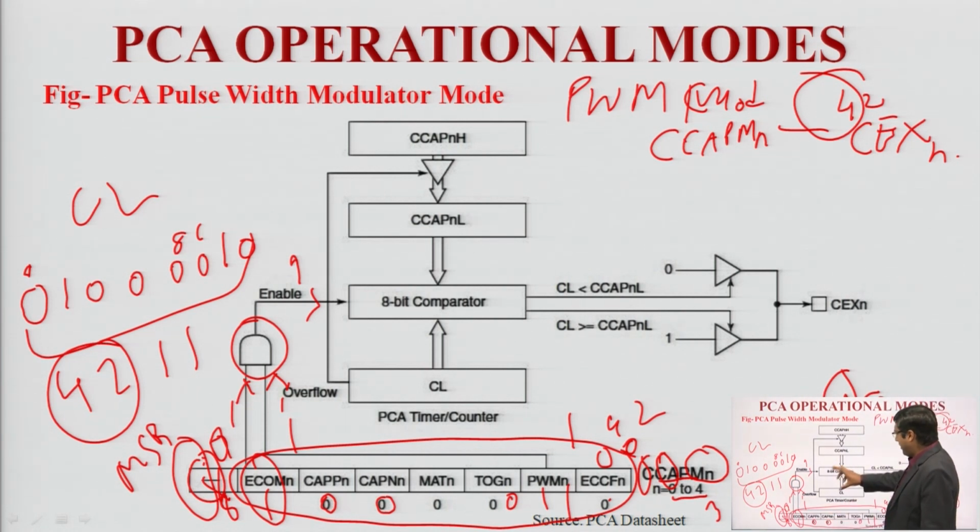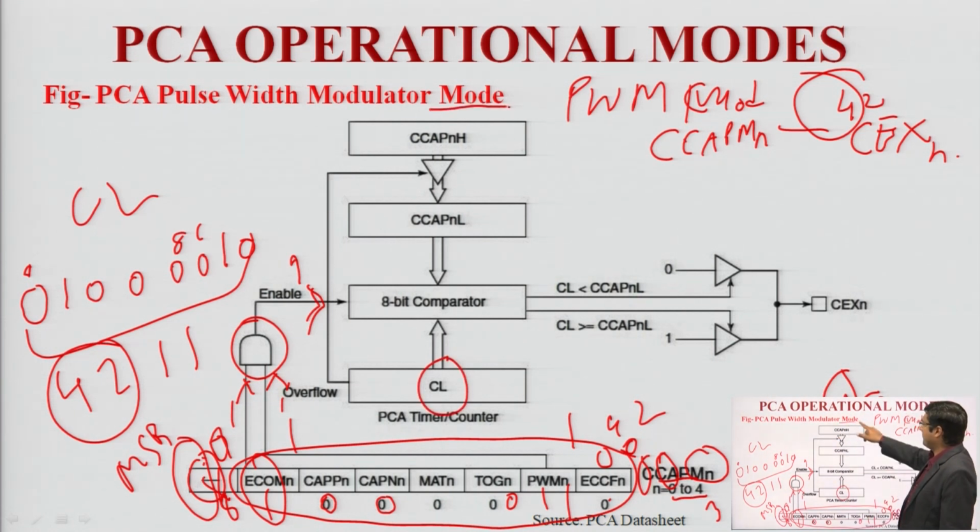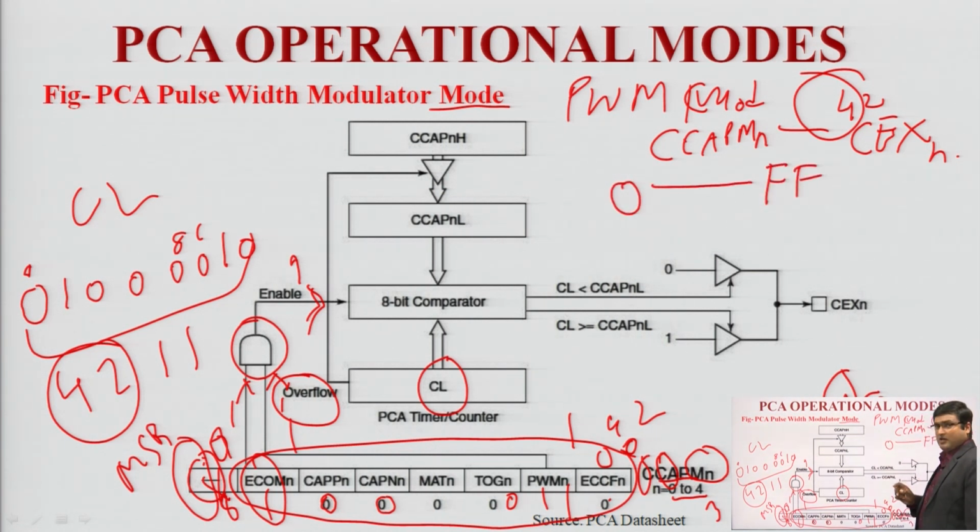Okay. So, when this is enabled, what are we doing? We are doing the comparison between the CL and the CCAPnL. We have seen the principle of the PWM mode, it occurs only when we are comparing the CL with the CCAPnL. Now, there is a concept of overflow. We have seen in the previous lecture that overflow occurs. Overflow means the maximum value of 8 bits, because they are 8-bit registers, they count from 00 to FF. FF is the maximum value of the PCA timer.